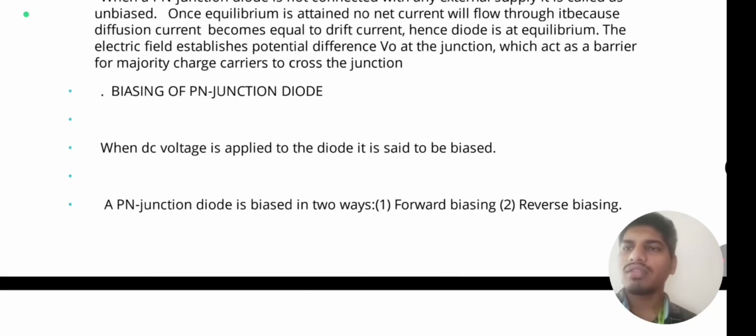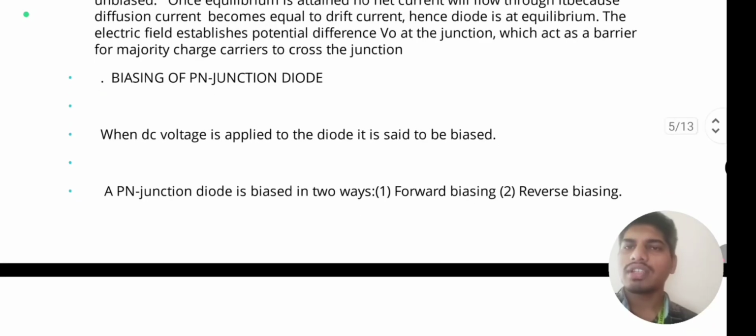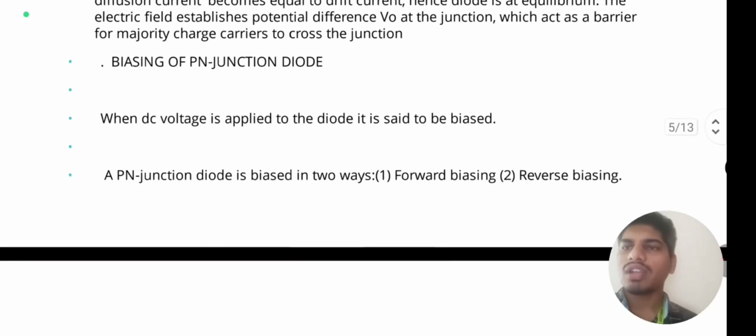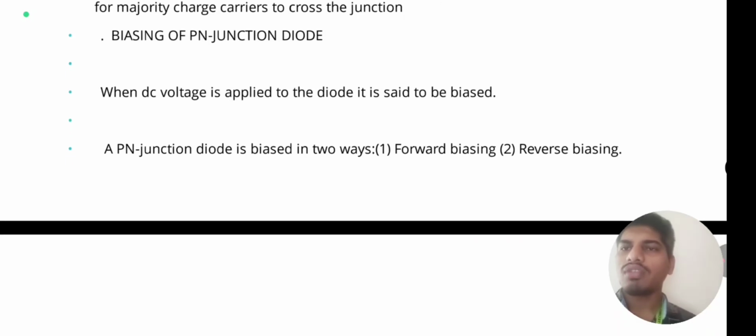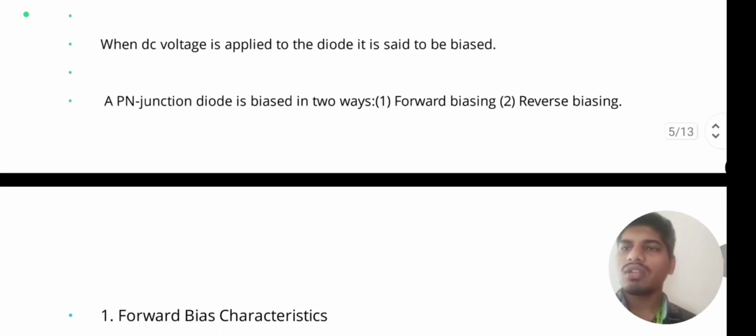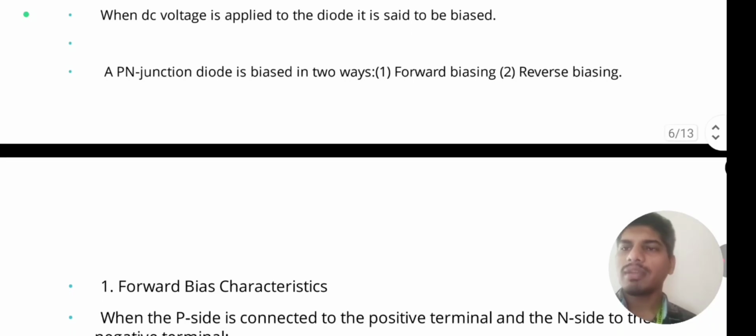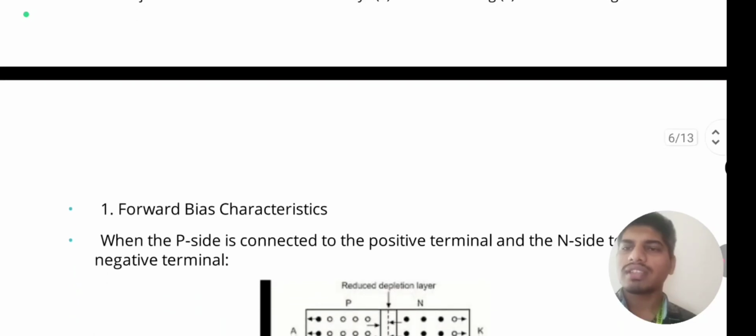The electric field establishes a potential difference V0 at the junction, which acts as a barrier for majority charge carriers to cross the junction. Biasing of PN junction diode. When DC voltage is applied to the diode, it is said to be biased. A PN junction diode is biased in two ways: forward biasing and reverse biasing.